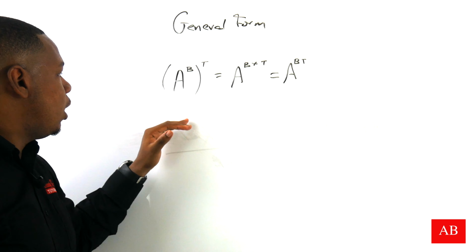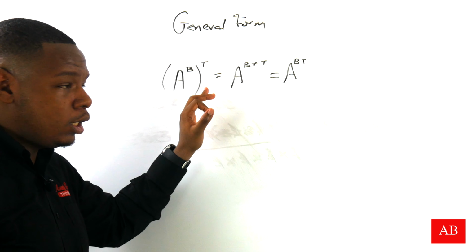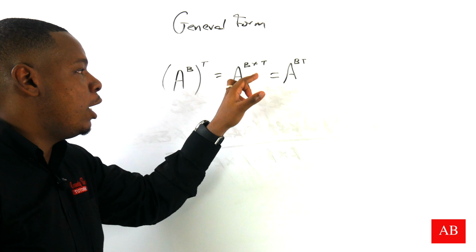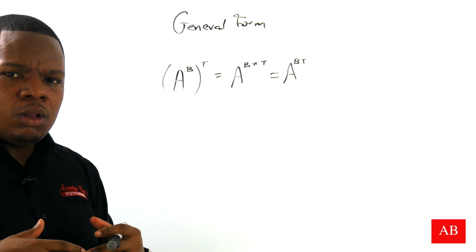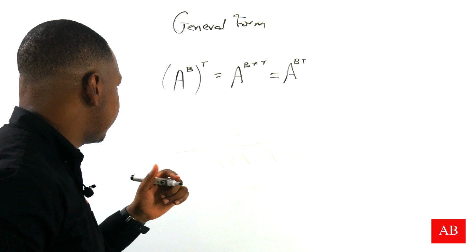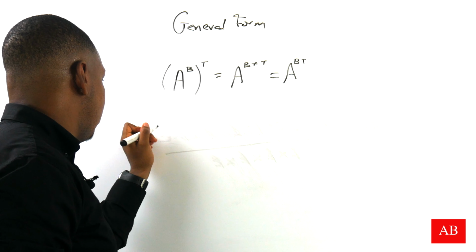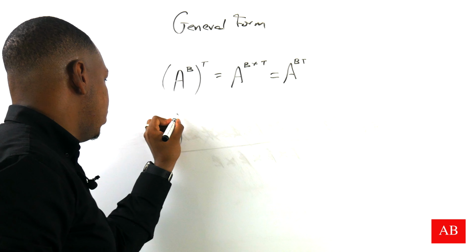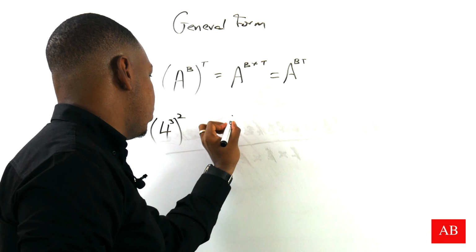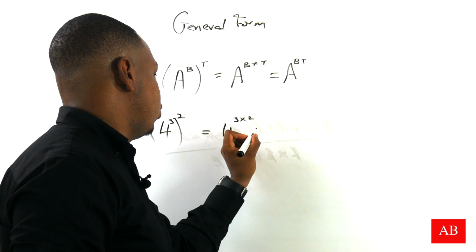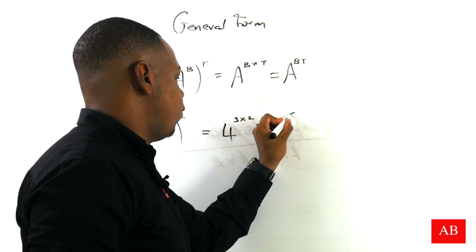Law number 3, when raising indices with the same base, we multiply the powers. So here is the general form. A raised to the b raised to the t is equal to a to the b times t, which is equal to a raised to the bt. Now, let's look at a practical example again. Let's say we have 4 cubed raised to the 2. So this would simply be 4 to the 3 times 2, which is equal to 4 to the 6.